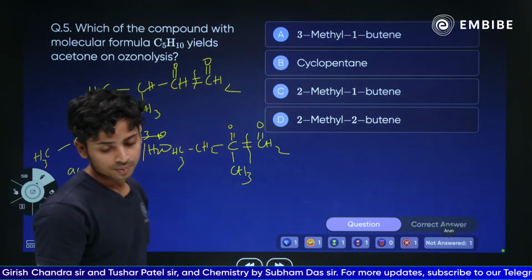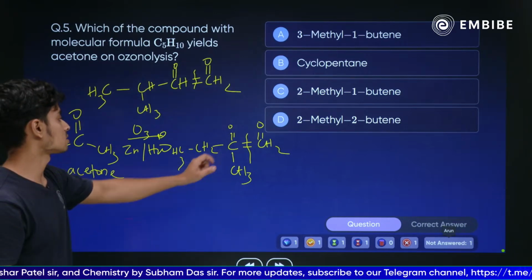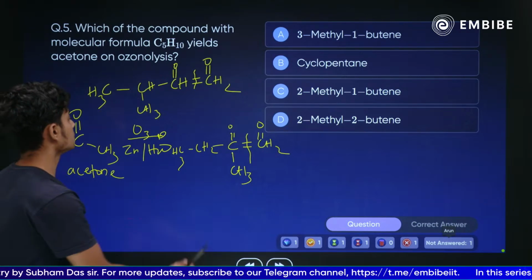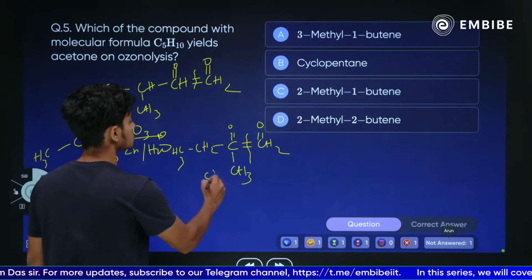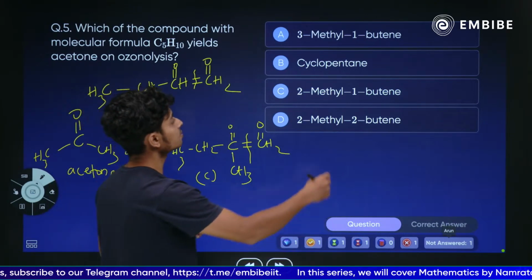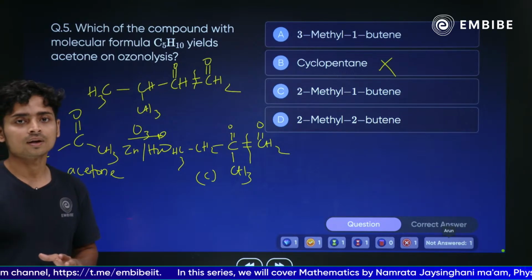Not propan 2-on, butan 2-on. Butan 2-on we will get. This one is butan 2-on, and this one is formaldehyde. So option C is also not giving me acetone. Option B does not give me any reaction because it's a cycloalkane.